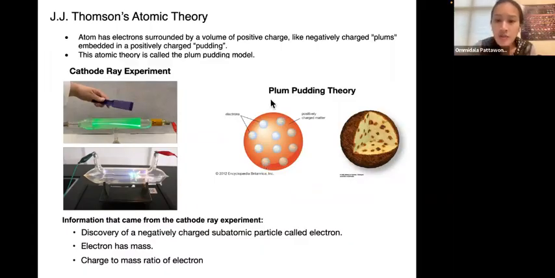J.J. Thomson also proposed the plum pudding theory of an atom. His theory suggests that electrons are embedded within a sphere of positively charged matter, as you see here. The three dimensional view of his theory looks like a raisin cake, where the raisins represent electrons and everything else represents positively charged matter.